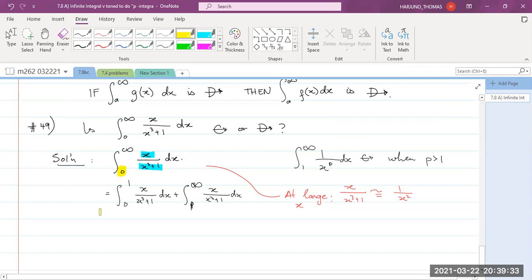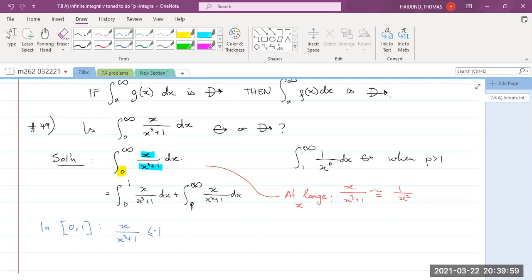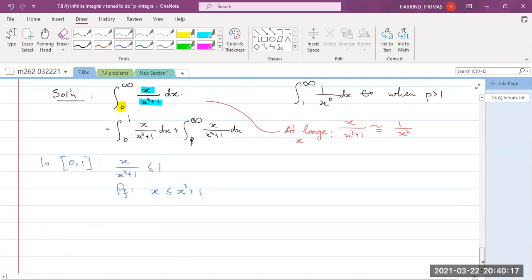And notice that between 0 and 1, x over x cubed plus 1 is less than or equal to 1. At most it is 1. Is it right? How do you know that, Thomas? On that interval from 0 to 1, that's the claim to prove, because x is less than or equal to x cubed plus 1. Right?